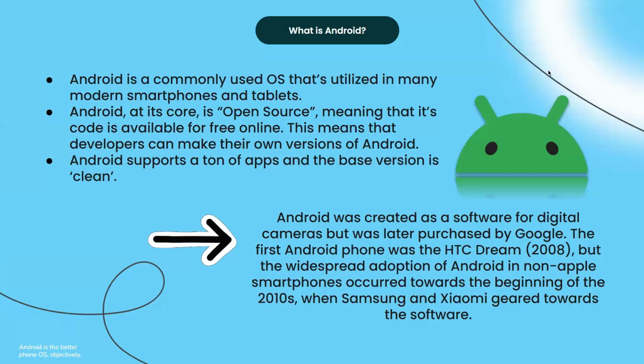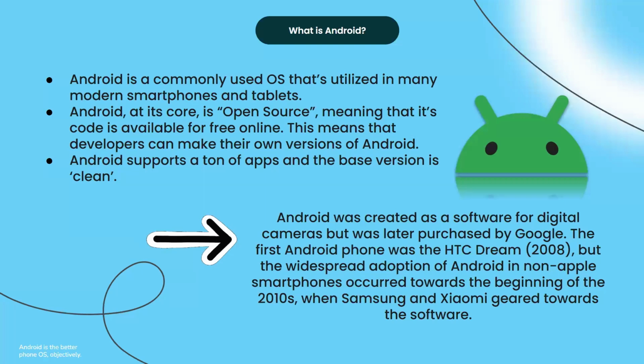So what is Android? Android is a commonly used operating system that's utilized in many modern smartphones and tablets. You've probably heard of the term operating system before, but in case you don't know what that means, it's basically a software that manages your phone on your behalf. It's the layer between the hardware and the human.